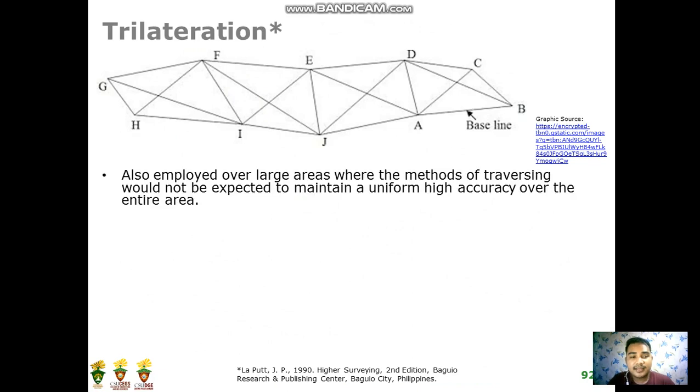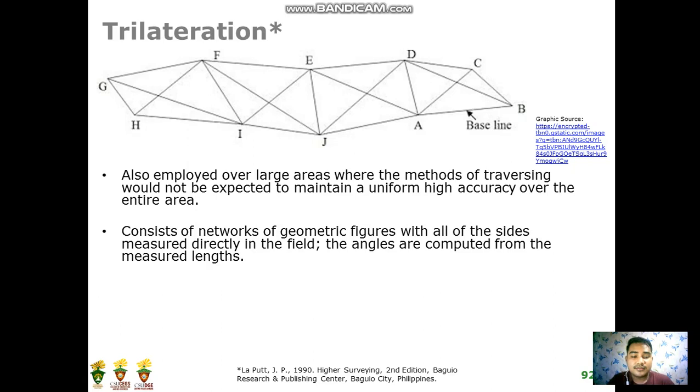Next is the trilateration. Trilateration code is also employed in large areas or methods of traversing. It is the same as triangulation in maintaining a high level of accuracy. Again, it consists of networks of geometric figures, but sides are the basis. Sides are measured directly in the field.